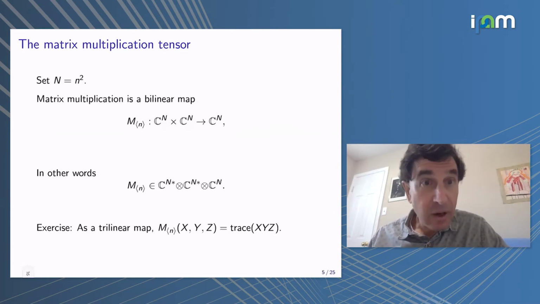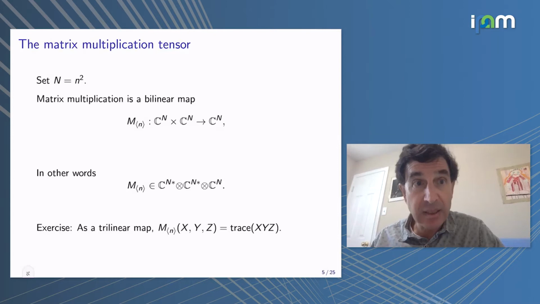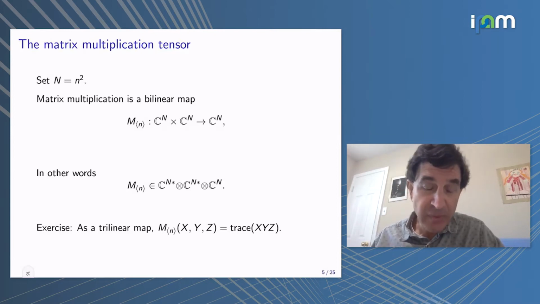Now, your homework exercise. If you write matrix multiplication as a trilinear map, something that eats three matrices and spits out a number, if it eats matrices X, Y, and Z, it just spits out the trace of their product. So when you get bored later in this talk, you should prove this exercise if you haven't done so already.